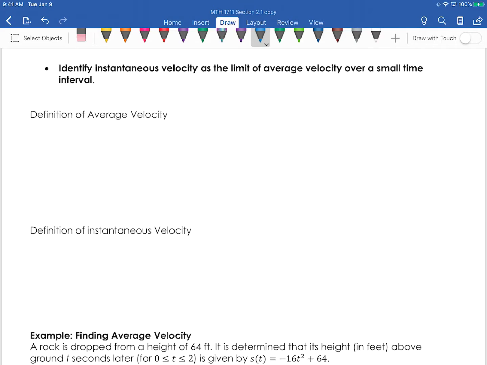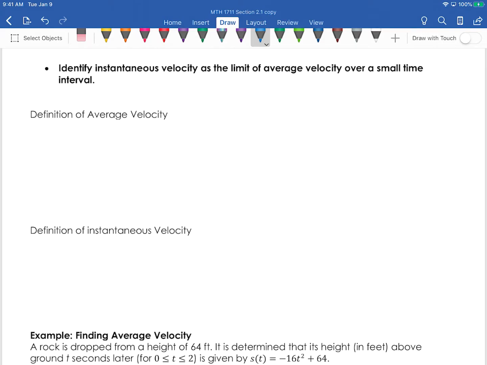Okay, so now that we're going to continue exploring the differences between average rate of change and instantaneous rate of change at one specific point, we're now going to apply this to average velocity and instantaneous velocity. Your average velocity is just going to be the velocity over a specific time interval.